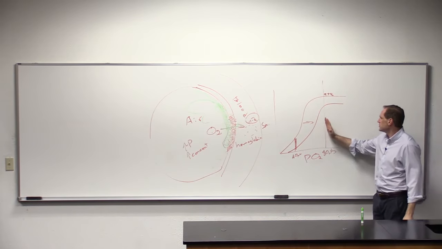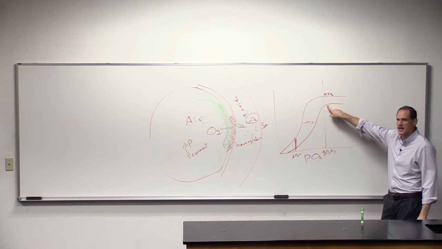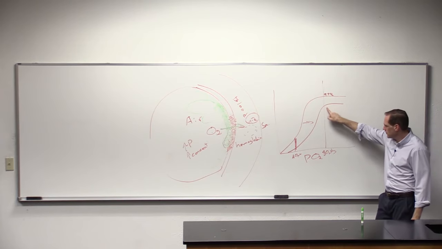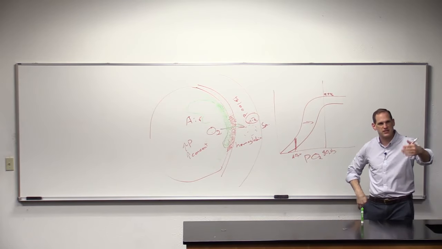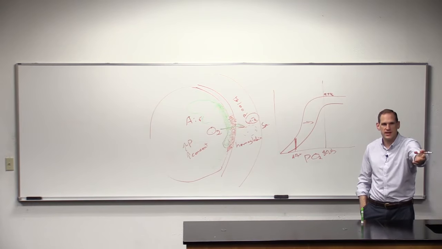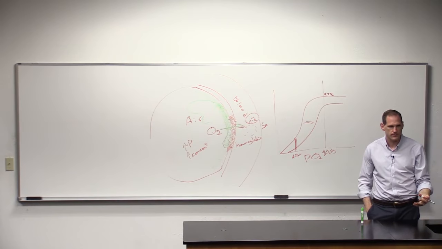If we shift things to the right, it's not going to be as saturated at 80 millimeters of mercury. So in the lung, when there's lots of oxygen around, it's not going to be as saturated. Then when you get to the tissues, it doesn't have as much to give up in the first place. Does that make sense? So it's better at giving it up, but it doesn't take on enough to be useful.